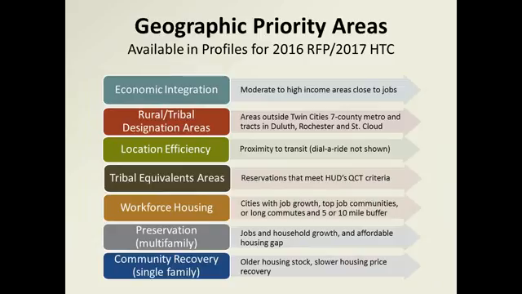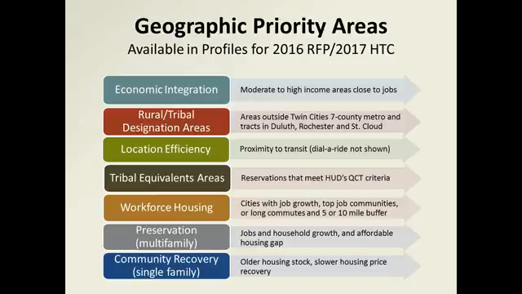The other content area relates directly to RFP applications and the geographic priority areas. The geographic priorities include economic integration, location efficiency, rural and tribal designated areas, tribal equivalent areas, workforce housing, preservation, and community recovery. Economic integration applies to census tracts in the Twin Cities 7-county metro area, along with tracts in Duluth, St. Cloud, and Rochester. Included within community profiles are census tracts within the Twin Cities metro area, Duluth, St. Cloud, and Rochester that meet the first and second tier points in the Qualified Allocation Plan, QAP.